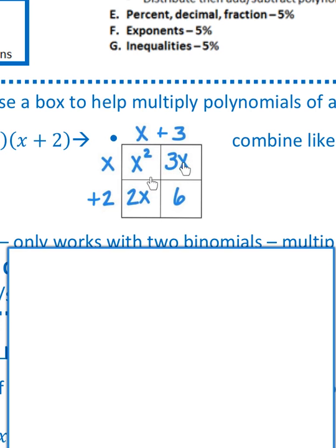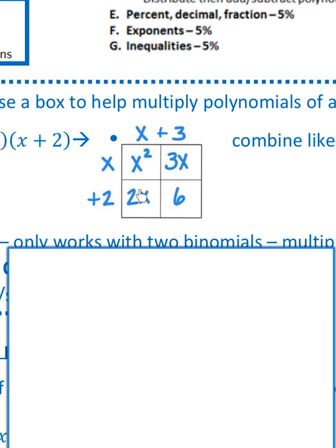X times 3 is 3x. To get into this box, we're going to use this column, so this x right here, and then we're going to look at this row, which is this 2. So 2 times x gives us 2x. To get this last box, it's this number, which is a positive 2, times a positive 3, and that gives us a positive 6. This is the box method.